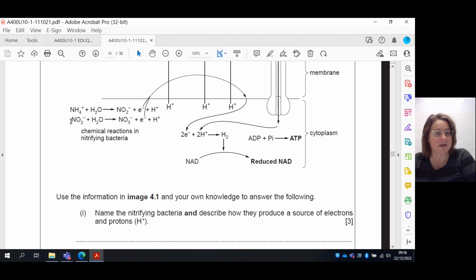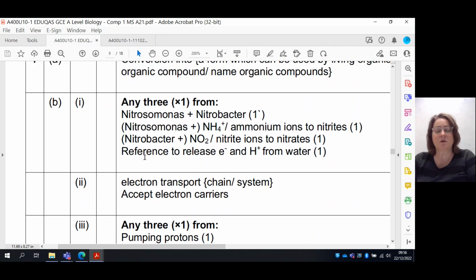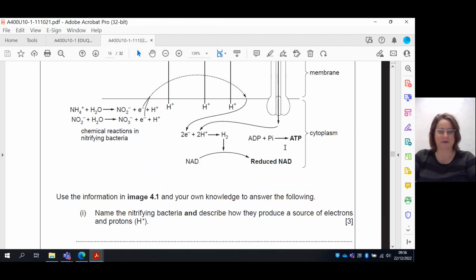In the Nitrobacter, your nitrite is further then reacted with water to get your nitrate, and the electron is released in that step. So it's literally putting what is a chemical equation into words. That is what it's expecting you to do. So you're naming Nitrosomonas and your Nitrobacter, and then ammonium into nitrites and releasing it there. Or you can, for the nitrites, obviously the Nitrobacter, the nitrite into nitrates. We can refer to water as releasing the hydrogen and the electron together. Okay, right, back to the question.